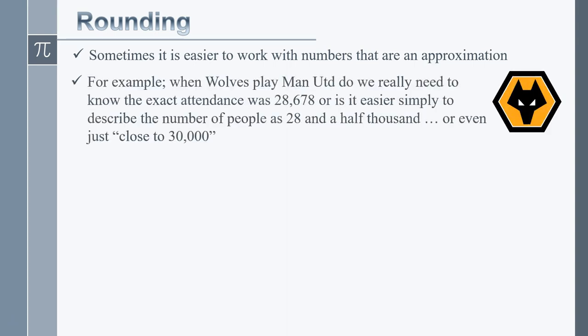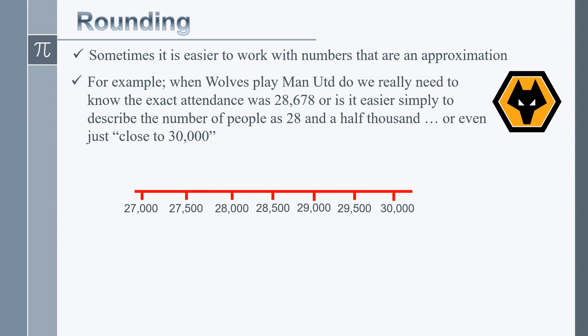So for example, let's say Wolves were playing Man United and we had 28,678 in attendance, and you were writing a news article or a match report. Would you want to say the exact number, or would you just say there were 28,500 people there, or you might just say the attendance was close to 30,000. Either way, we've got to know how to round things and pick which is the most appropriate number to use.